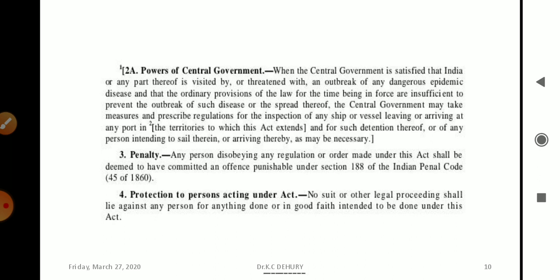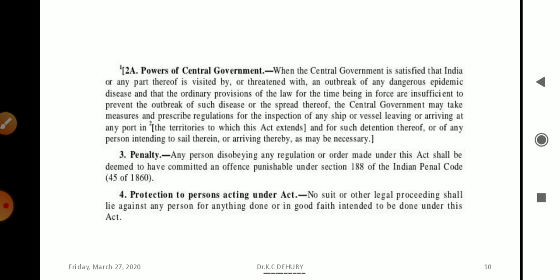Ships and vessels arriving at any port in the territory to which the act extends, and for such detentions thereof, or of any persons intending to sail therein or arriving thereby, may be necessary. So it is clearly saying that the central government has the power to check and scrutinize those people who are coming from abroad, either through the naval route, the aerial route, or the train route. So at the checkpoint the government must ensure scrutiny of the persons, whether they are suspects, whether they are actually carrying the disease or not.